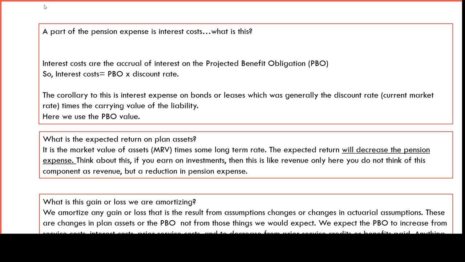Interest costs that go into pension expense are the PBO balance at the beginning times a discount rate. And I give you the corollary to that. We were talking about our liabilities, and we were saying interest expense is based on the beginning balance. But we do not call it interest expense. We cannot do that here. We have these interest costs, and they show up as pension expense.